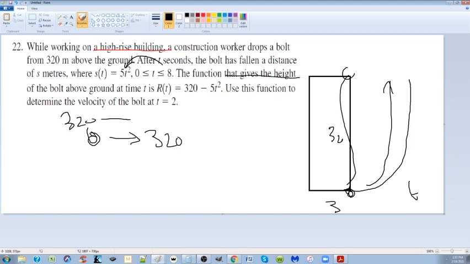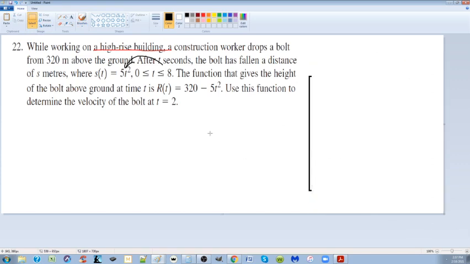The function that gives the height of the bolt above the ground is this. Oh, okay, so now they've converted it into a downward-facing parabola for us, which makes sense. They took the height, and they're subtracting this acceleration. Use this function to determine the speed of the bolt at this time. Fair enough.